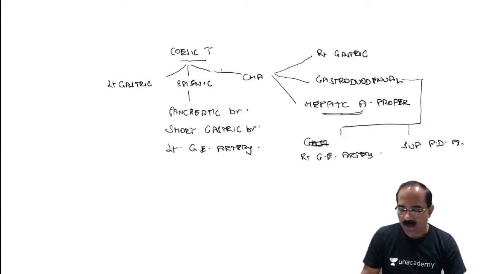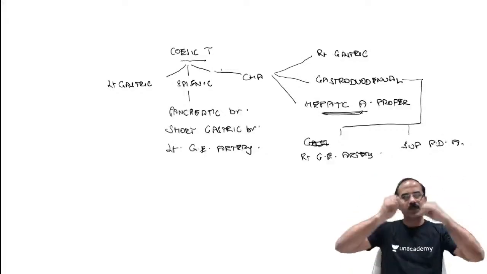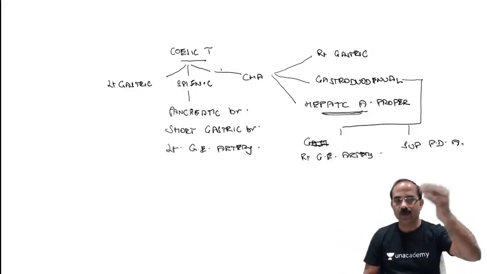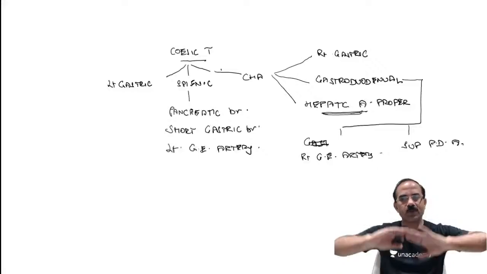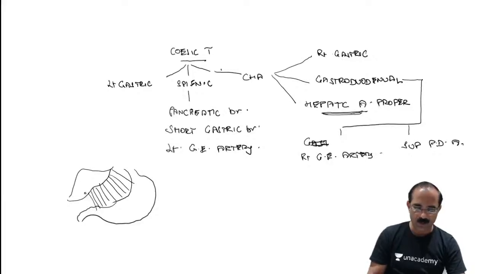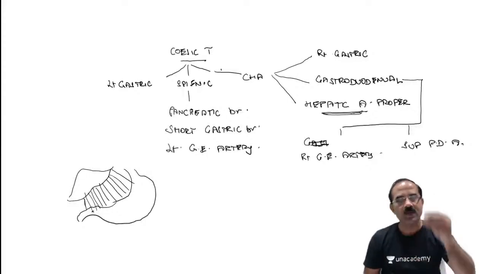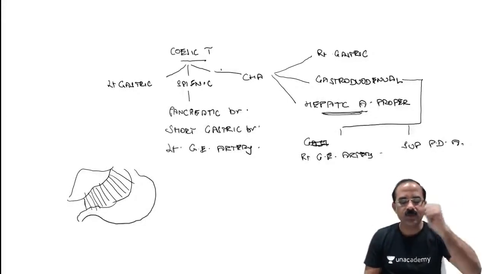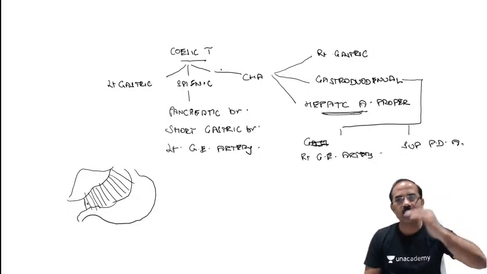Tell me now, this hepatic artery proper is going to the liver. Any structure going towards the liver or coming from the liver has to pass through a fold of peritoneum which lies between the liver and the stomach. What is this fold of peritoneum known as? Lesser omentum. So now, this artery, hepatic artery proper, has to go to the liver. So as it goes to the liver, it has to pass through the lesser omentum.